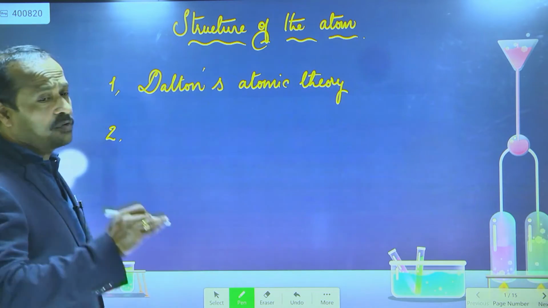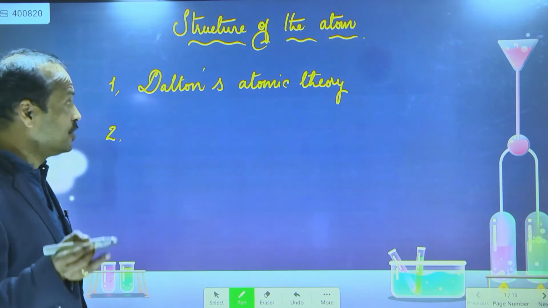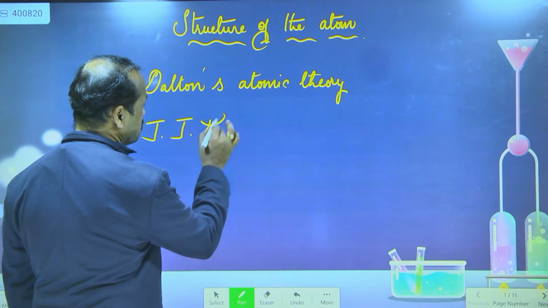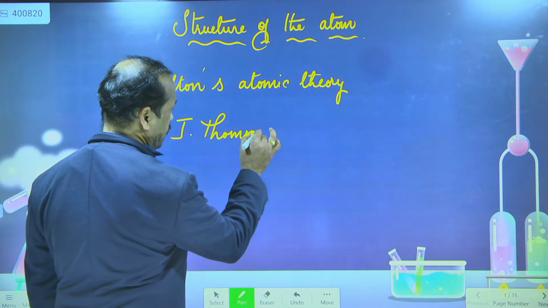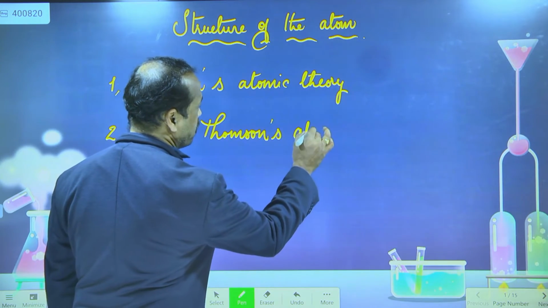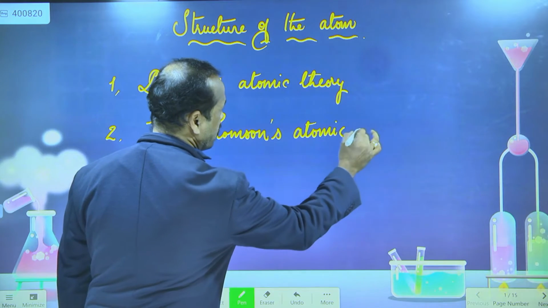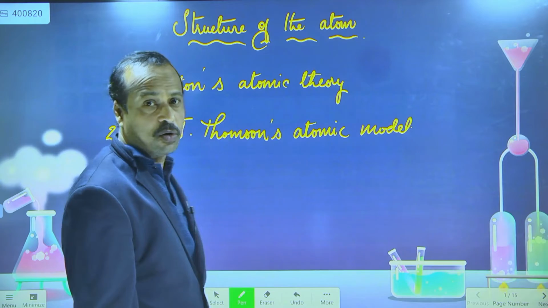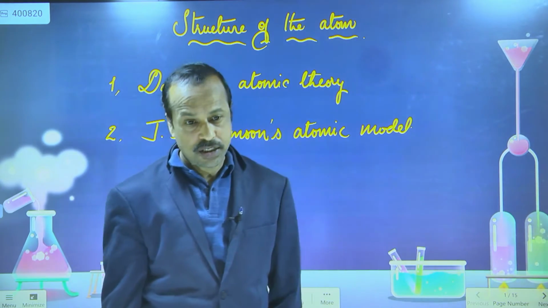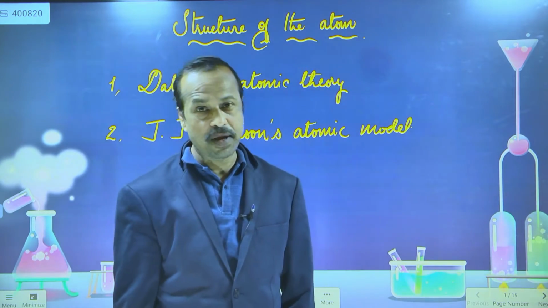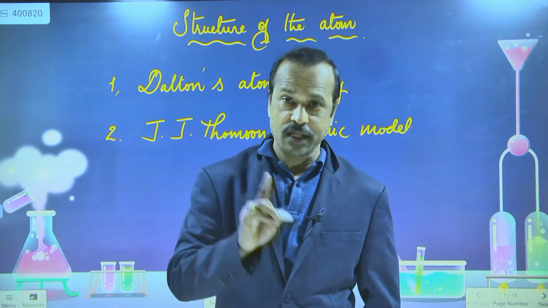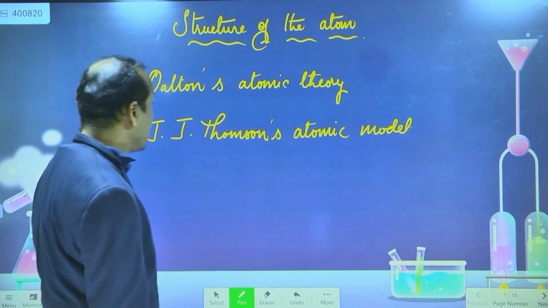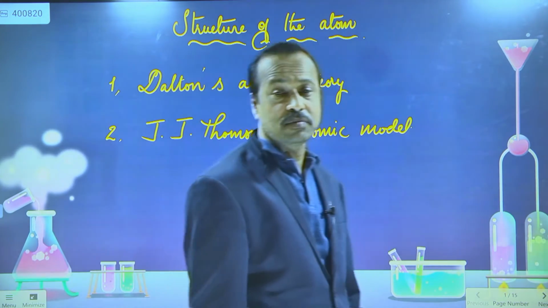After almost 90 years, J.J. Thomson proposed another atomic model, so that's called Thomson's atomic model. On what basis did he propose it? He conducted an experiment called the cathode ray experiment or discharge tube experiment. That also I'm going to explain. Based on that experiment he came to know that atoms are divisible.